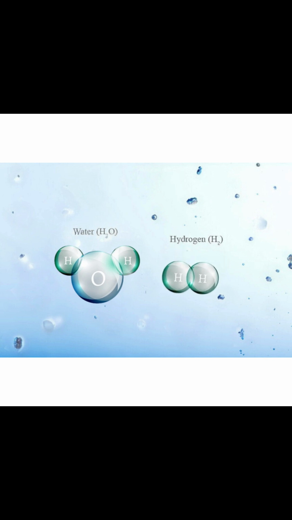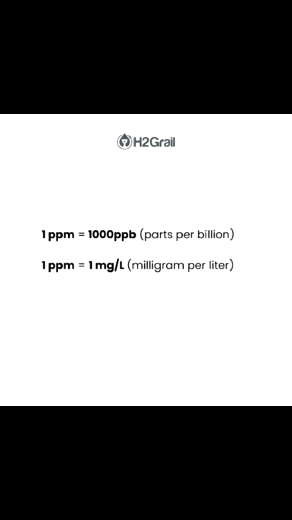For now, back to PPM. PPM is a term used to measure hydrogen concentration in your water, and if you plan on buying a hydrogen machine and testing it, hopefully this video offers some clarity on what PPM actually means. Side note, 1 ppm, parts per million, is equal to 1000 ppb, parts per billion. And 1 ppm can also be referred to as milligrams per litre. So 1 ppm equals 1 milligram per litre.